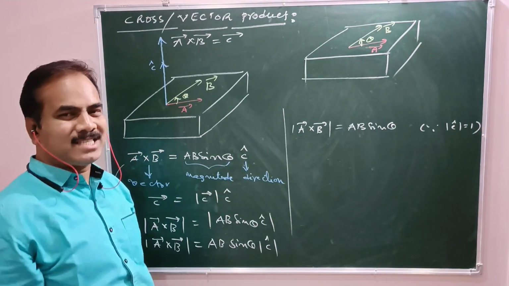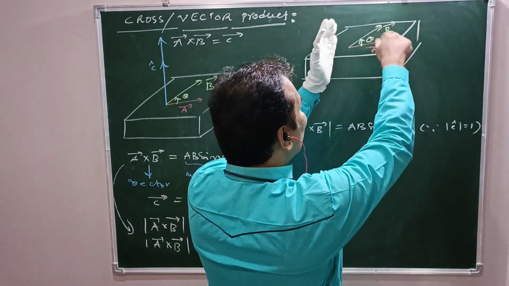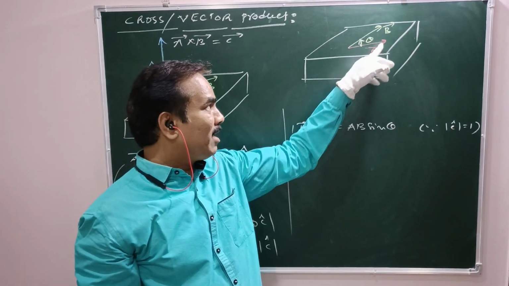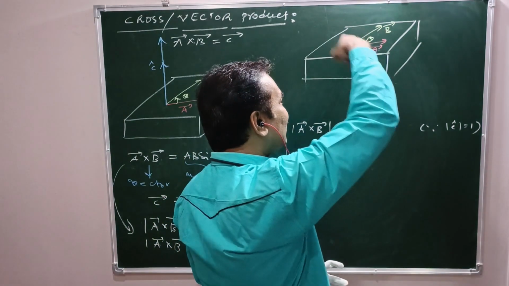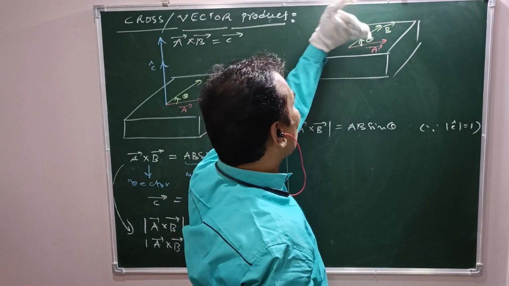If you want to get B bar cross A bar, B bar cross A bar means from B bar to A bar, so assign the sense of rotation. B bar cross A bar means clockwise or anti-clockwise? From B to A means clockwise in the plane of vectors. From B to A means clockwise. We should have clockwise sense.